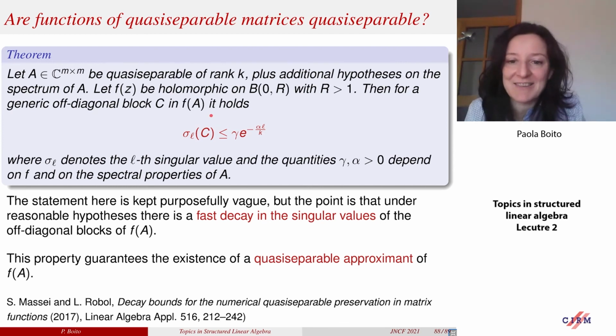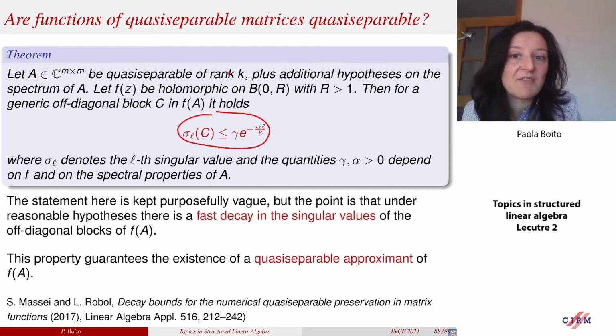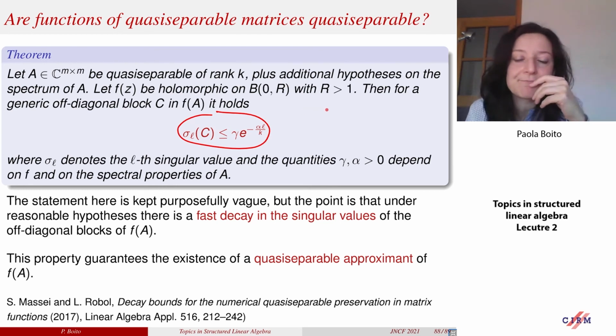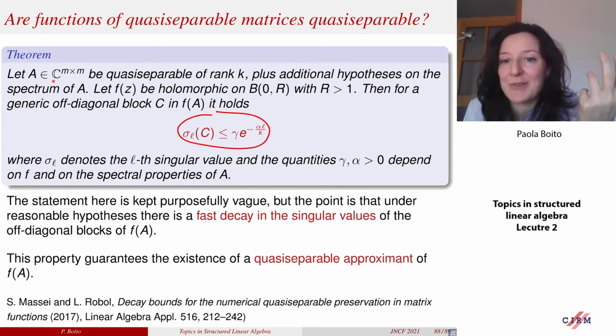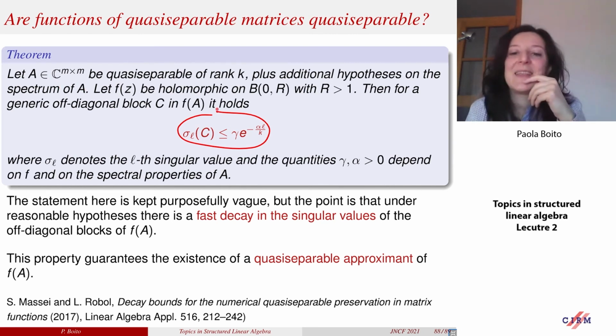What I'm looking at as the main result here. So suppose we have a quasi-separable matrix of rank k, okay? And we also need some additional hypotheses on the spectrum, but these are reasonable hypotheses. Suppose we have a holomorphic function on the disk of center 0 and radius r, with r larger than 1. Then suppose that f is well defined on A, so among the hypotheses is also the fact that the spectrum must be in this disk. Then we compute f(A), and we look at the off-diagonal blocks of f(A).